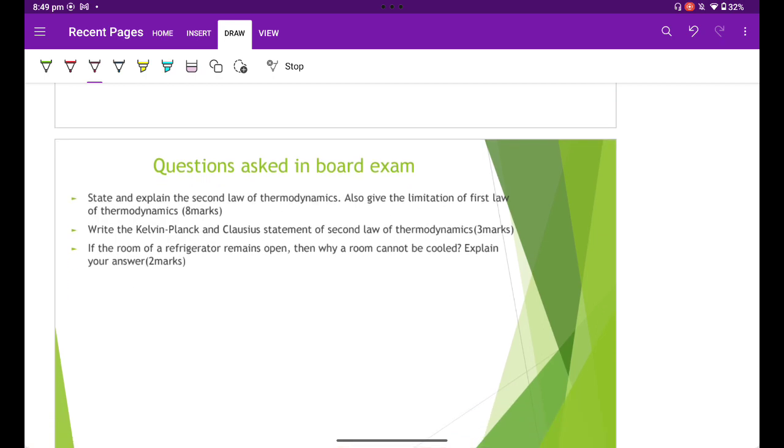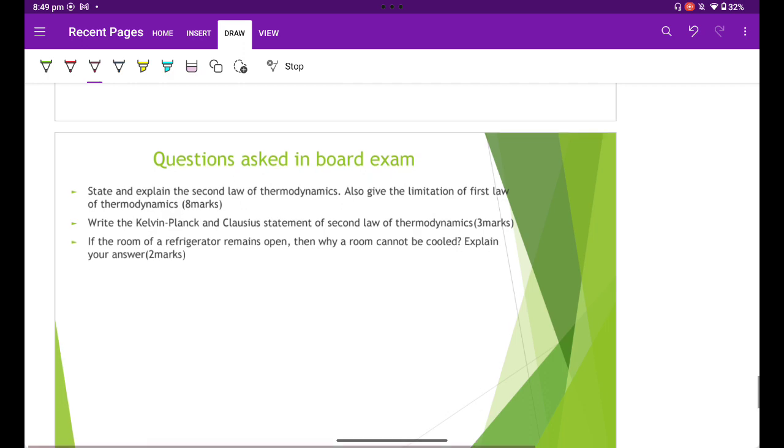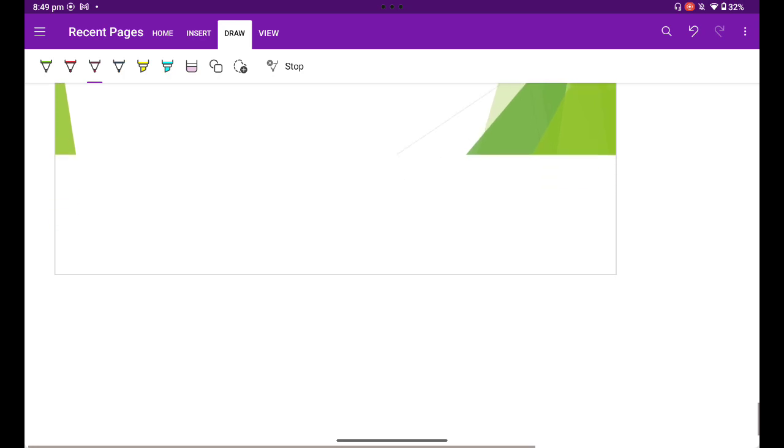Questions that are asked in the board exams are: state and explain the second law of thermodynamics, give the limitation of the first law of thermodynamics, write the Kelvin-Planck and Clausius statements, and if the door of a refrigerator remains open, why can a room not be cooled, explain your answer, or write a formula for the performance of a refrigerator. That is all in the second law of thermodynamics.